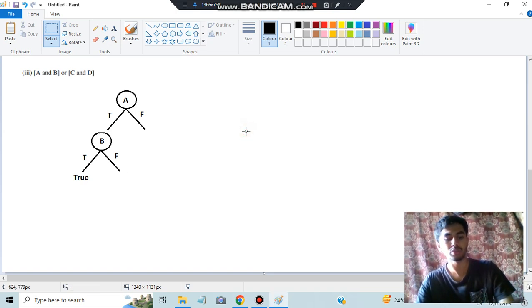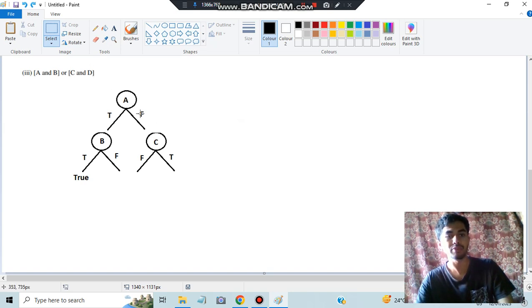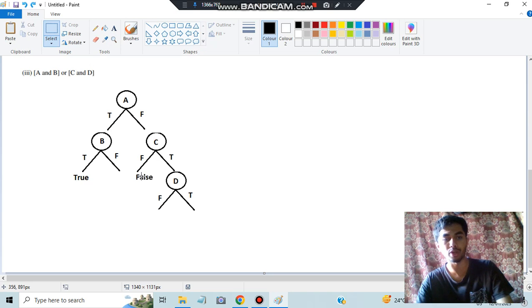So what we are going to do is first solve for A. What is this false here? If A is false, I'm depending on C and D, so we'll be considering C and writing here false and true. If C is false, this whole statement became false, here I can directly write false. Else if it is true, it will again depend on D. If D is true, the whole statement will be true, else it will be false.